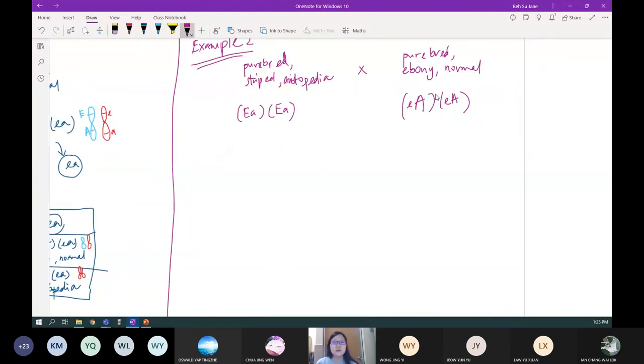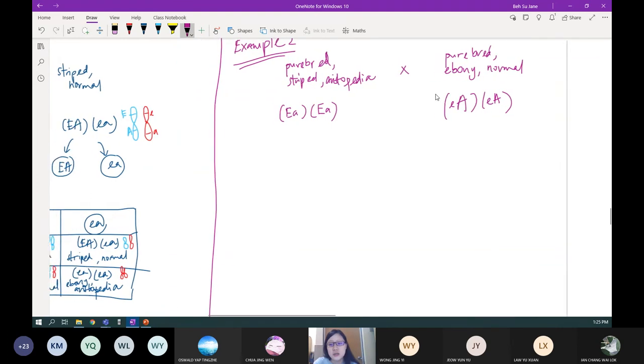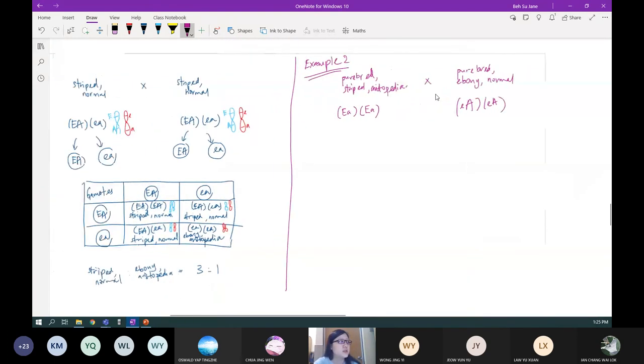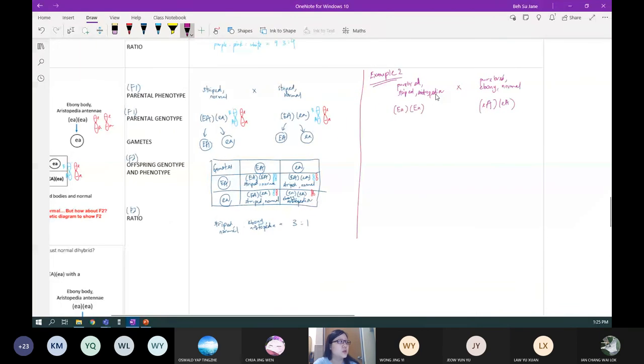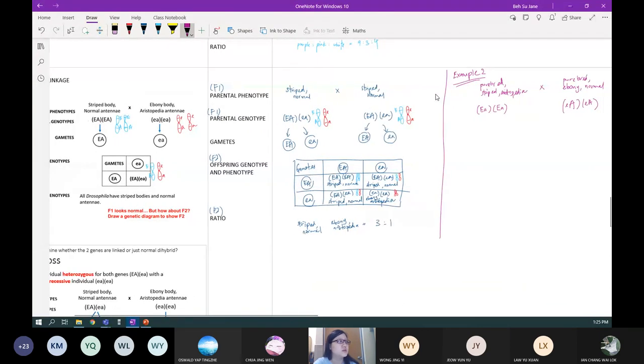I'm going to let you try and figure this out yourself, and then I'm going to draw it in a minute or two. I'm going to zoom out a little bit so that you can refer to things. I hope you can still read it.